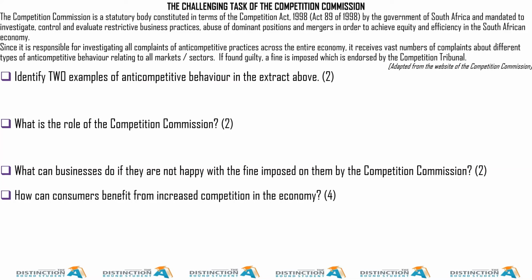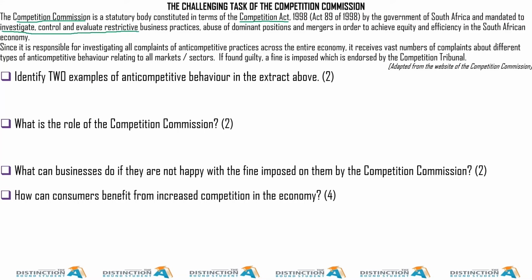The next one, which is the last data response question I'm giving here, I mainly focused on the graphs, typically because they normally ask the graphs. If it's not that, mostly it's this part, which is the Competition Commission and so on, the Competition Appeal Court and Competition Tribunal. Right, the Competition Commission, okay, so point this out, is a statutory body constituted in the terms of the Competition Act by the government of South Africa and mandated to investigate, control.